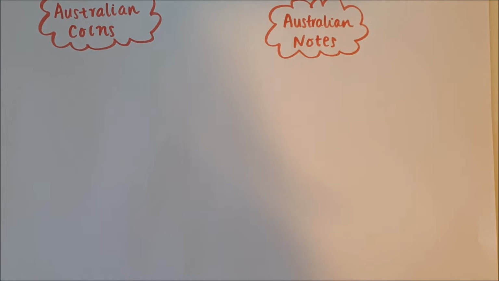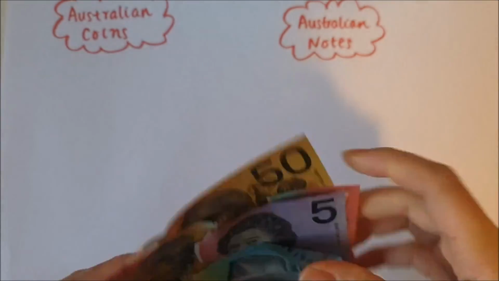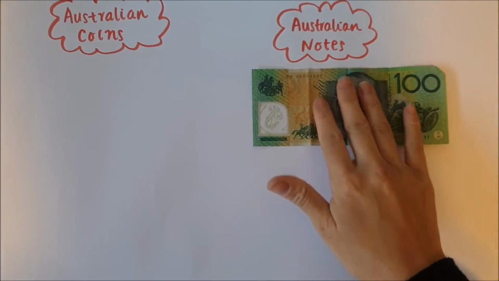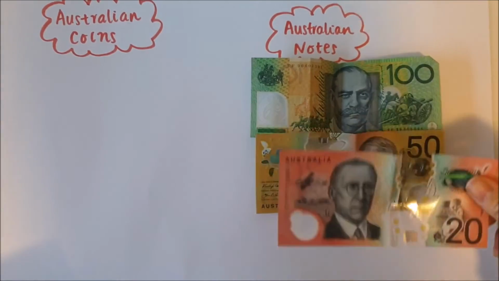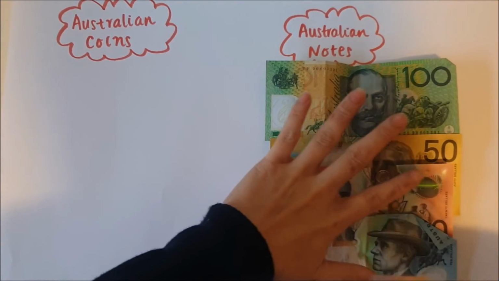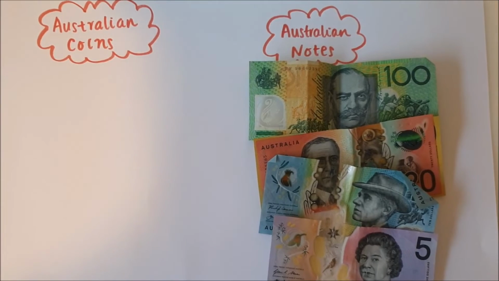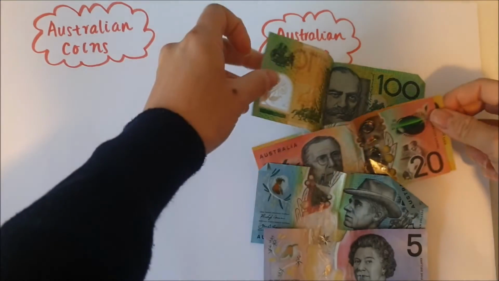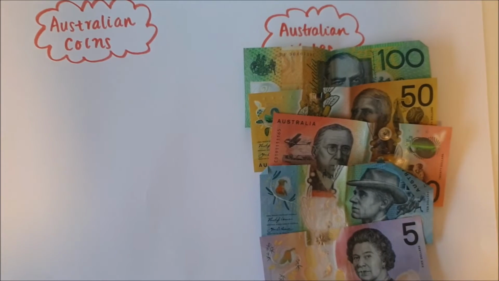Boys and girls, let's look at some Australian coins and some Australian notes. Here, starting from the largest, I've got $100, $50, $20, $10, and $5. These are all real Australian money. And that's going from the largest, 100, 50, 20, 10, and then 5, to the smallest.